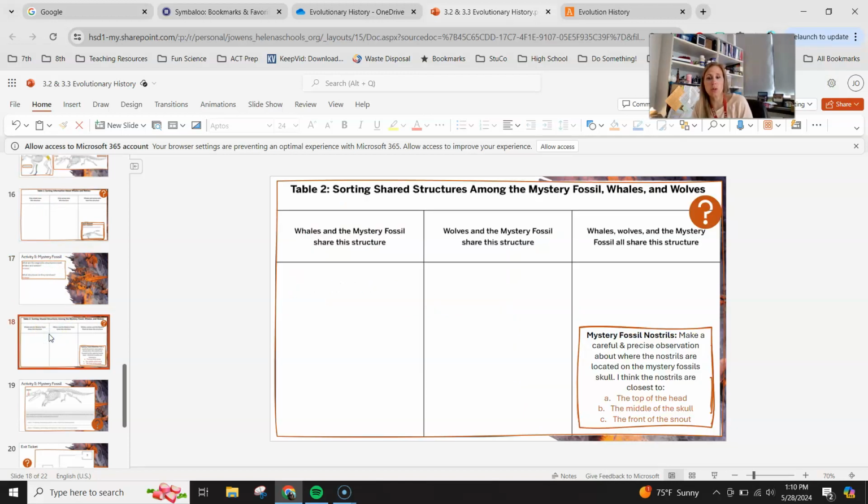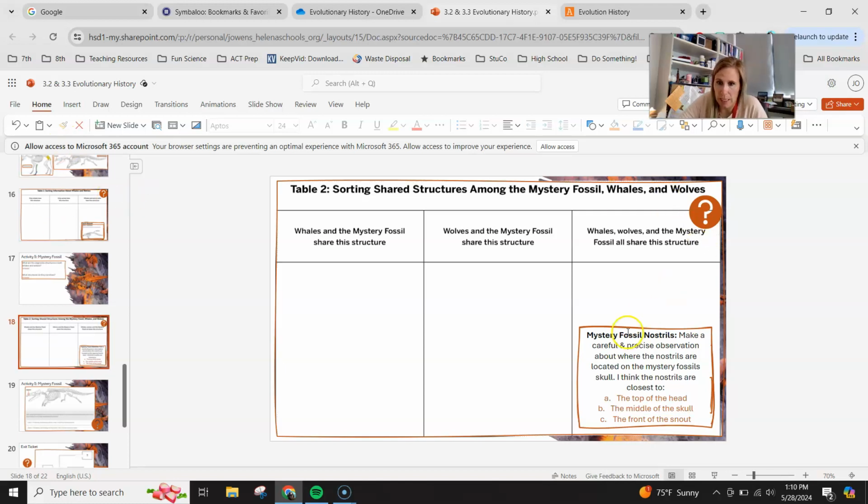Okay, this next sorting tool is very different, and there's a little more interaction you need to do with the cards. In the first one, you just read the cards and stuck them in a column. In this one, we're going to have different columns, and there are also some things you need to make observations on your cards before you sort them. So whales and the mystery fossil share this structure. Wolves and the mystery fossil share this structure. And then whales, wolves, and the mystery fossil all share this structure.